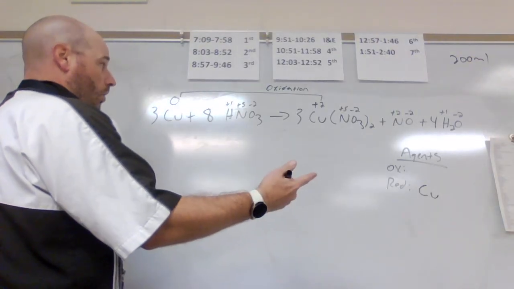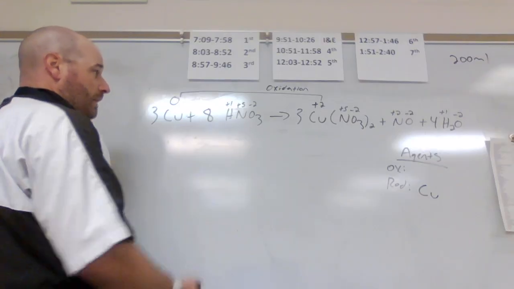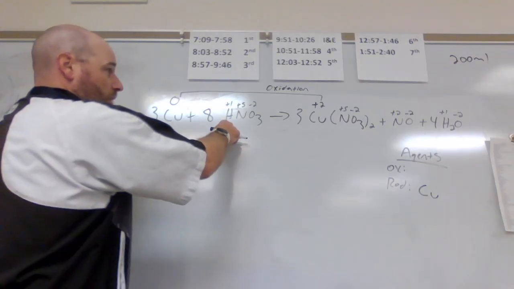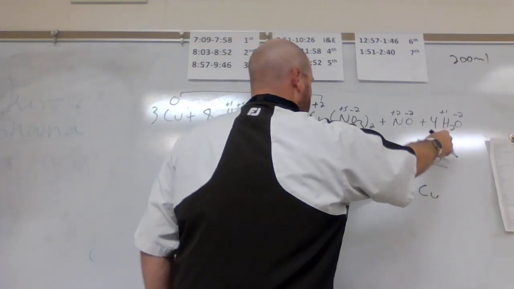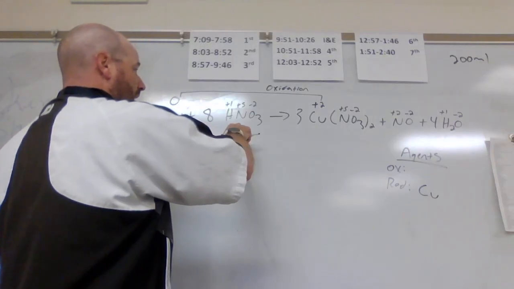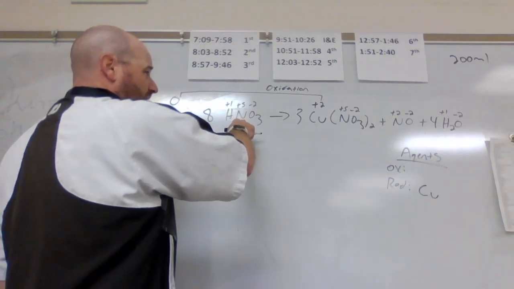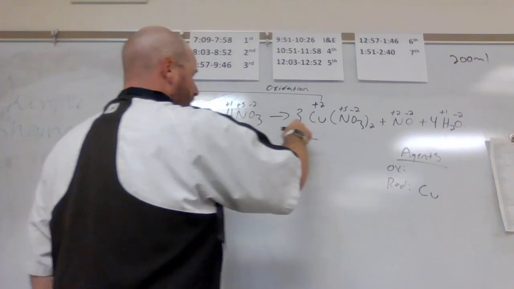Now let's find our element that's being reduced. So let's start with hydrogen. So +1 there, +1 there, that's a no-go, so we're not worried about hydrogen. Nitrogen +5 to +5 right there, so that's no good.